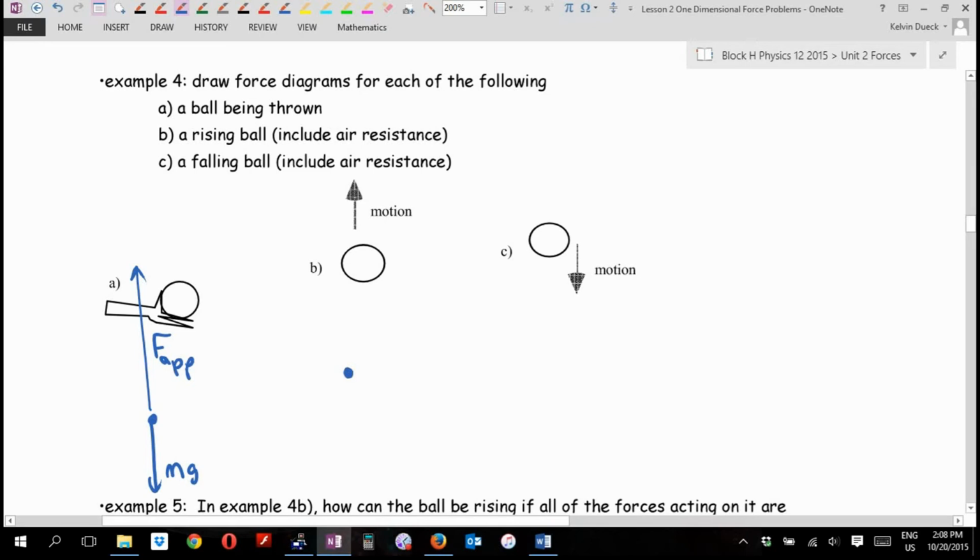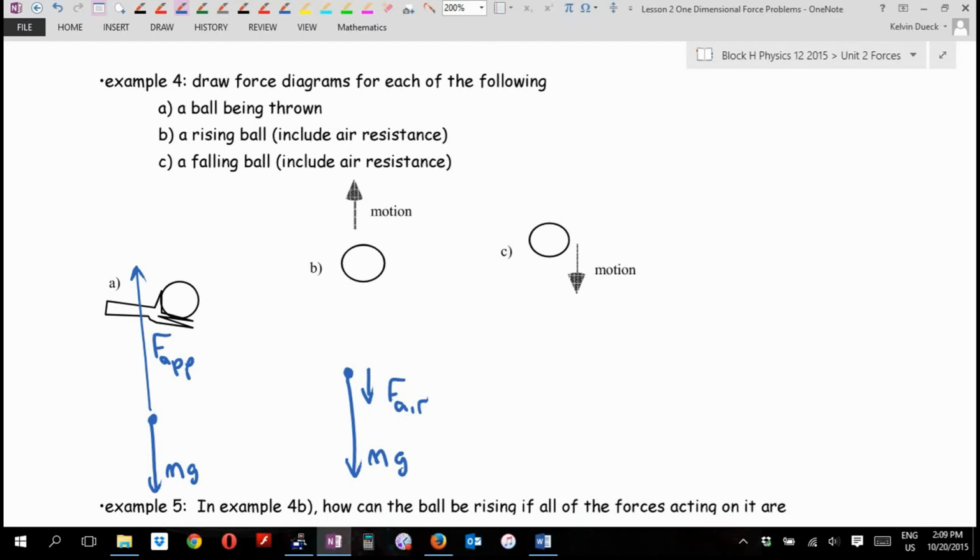Get the obvious one. What else? It says include air resistance, so I'm going to tell you there is air resistance. If the ball is going upwards, what direction is air resistance? I'll do it right beside it because I don't like doing overlapping arrows. That's confusing. Which way is this ball accelerating?